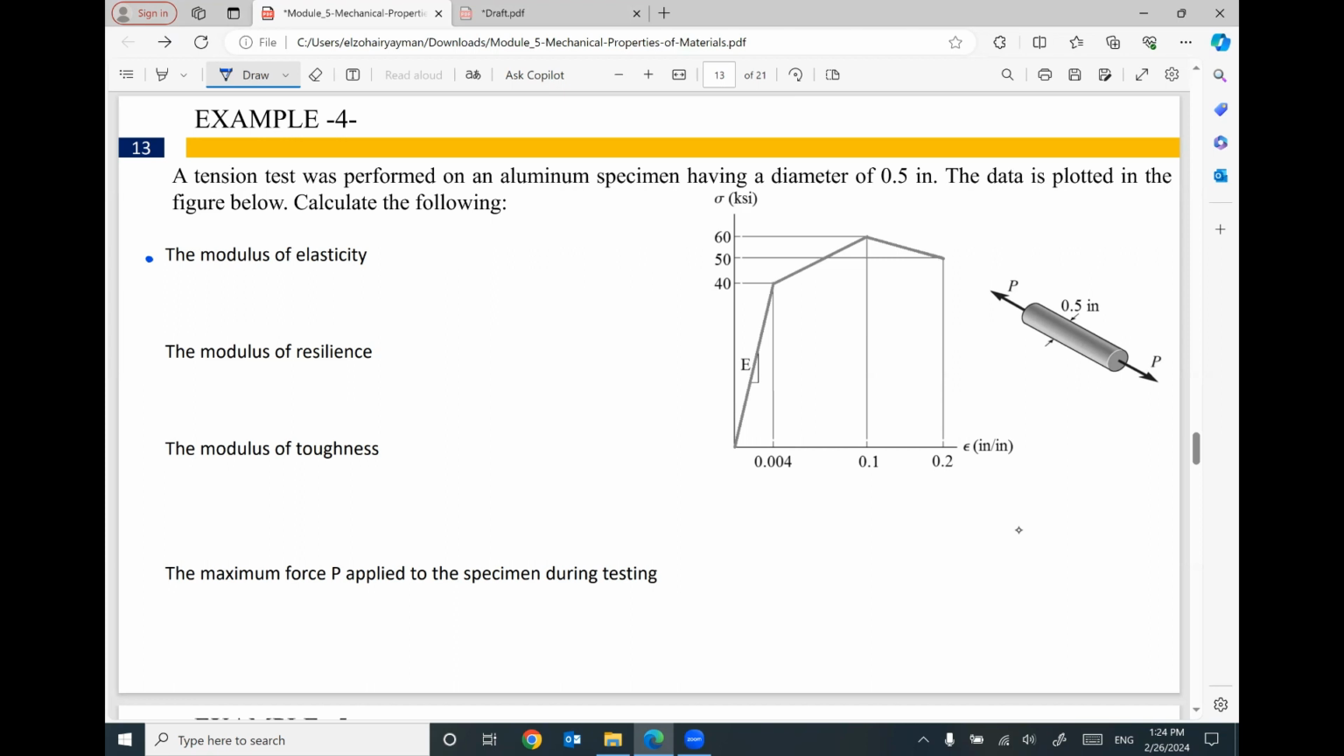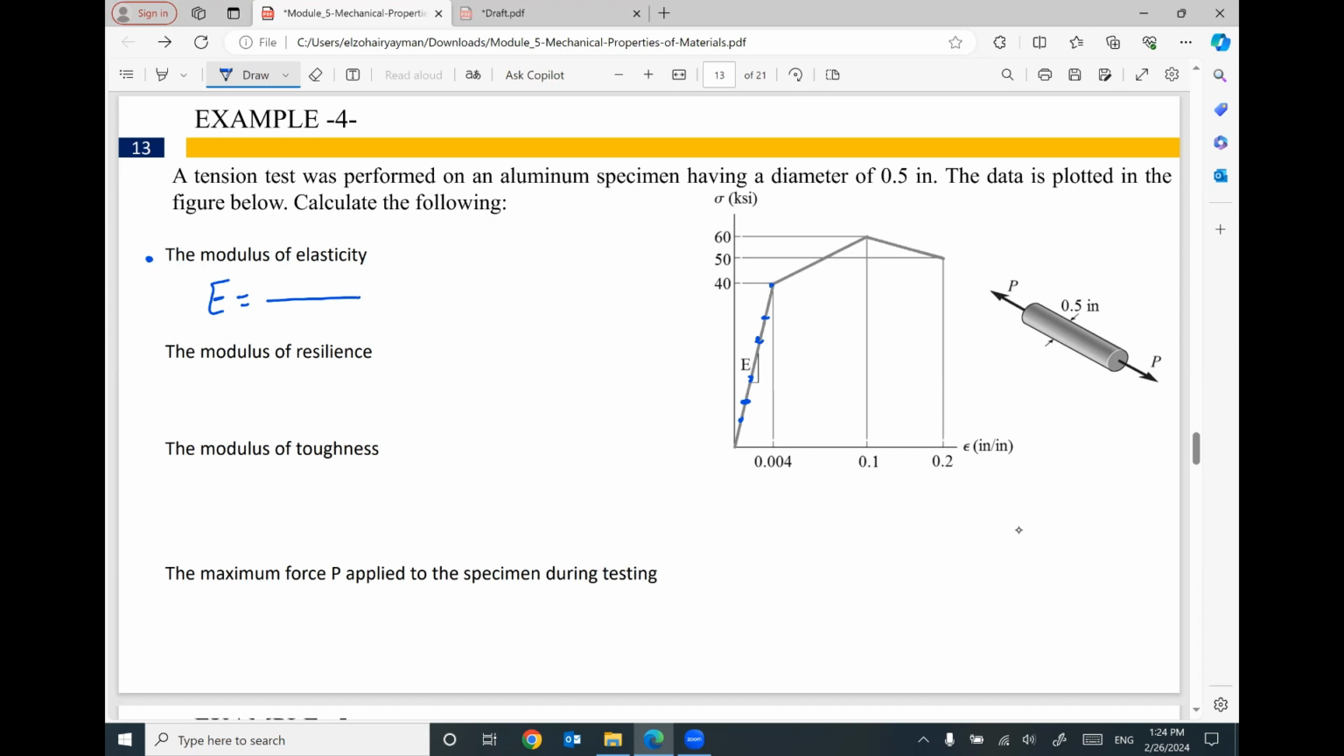Based on the given stress strain diagram, we have a linear relationship at the beginning, in the elastic stage. So the slope of this linear relationship will give you the modulus of elasticity. So the modulus of elasticity E equals the slope of the linear relationship. I can select any point on this linear relationship and divide the value of the stress by the value of the strain at this point.